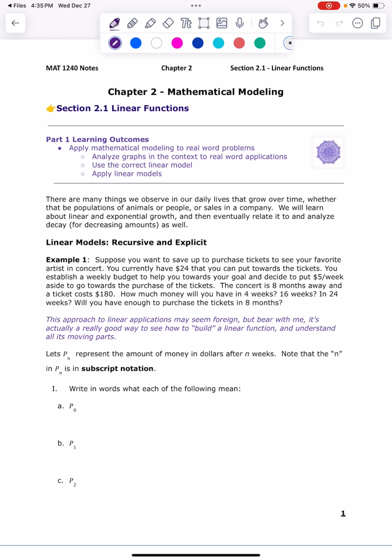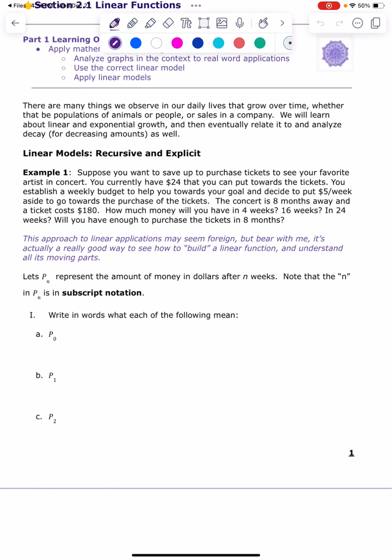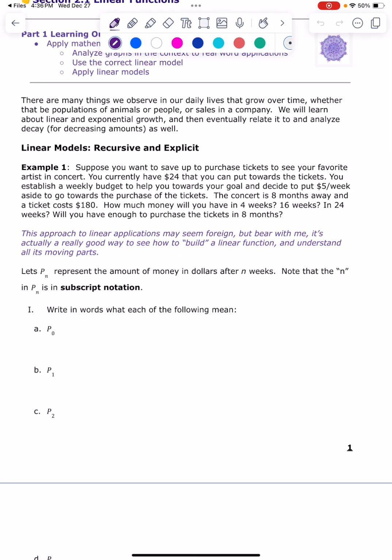Chapter 2 is mathematical modeling. It's a short chapter. We're only covering 2 sections. So starting in 2.1, we're going to cover linear functions. We're going to learn how to analyze graphs in the context of real-world applications, use the correct linear model, and apply linear models.